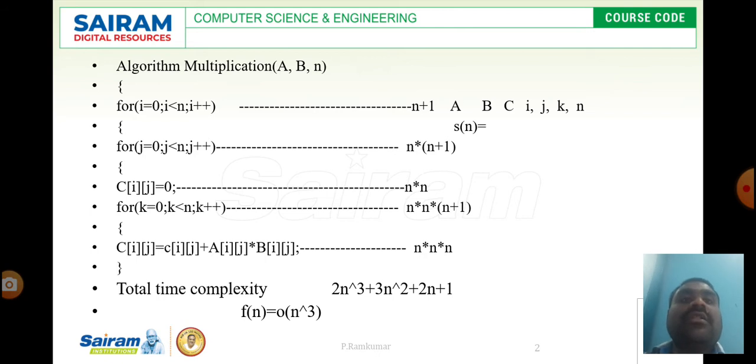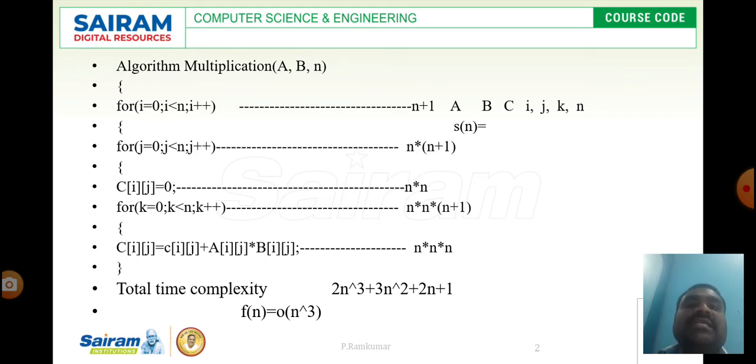Here, in the algorithm multiplication, A is one matrix, B is another matrix, and n is the dimension. Whenever I multiply two matrices, they must be n by n, so n square. For i equal to 0, i less than n, i plus plus. Next, for j equal to 0, j less than n, j plus plus. C of ij equal to 0, for k equal to 0, k less than n, k plus plus. C of ij equal to c of ij plus a of ik star b of kj. Then the value will be returned.